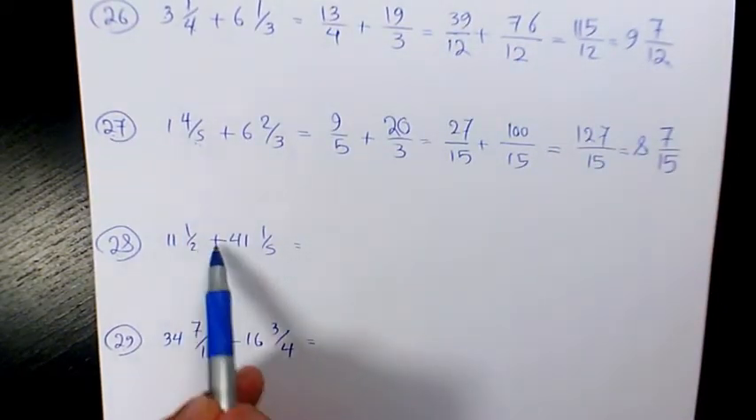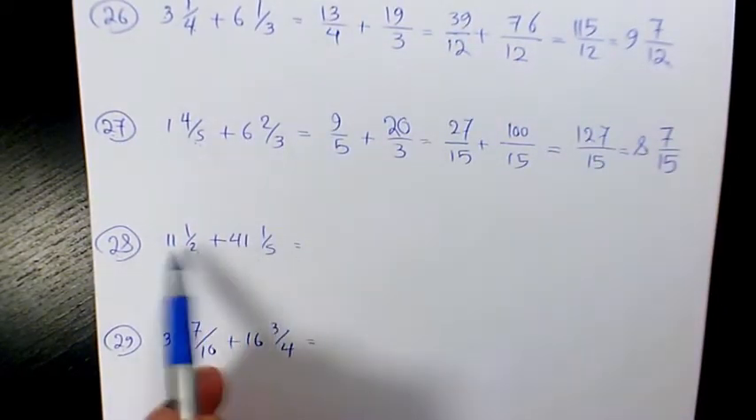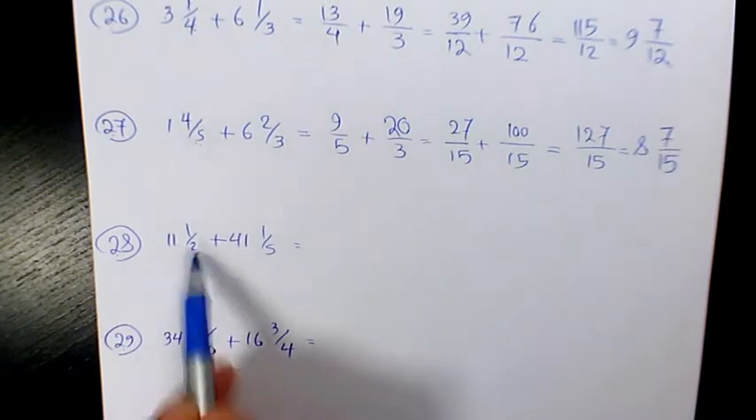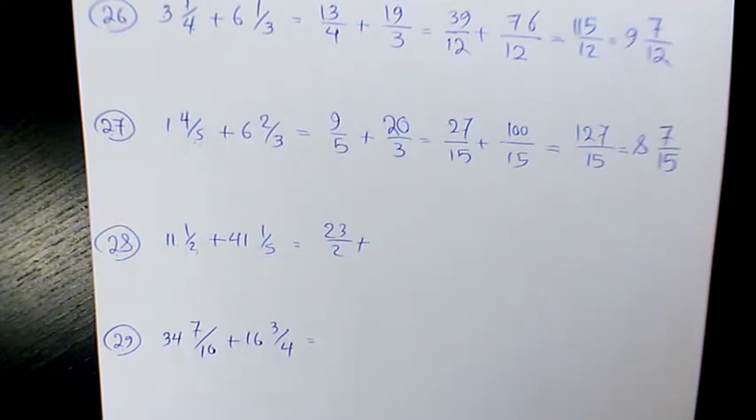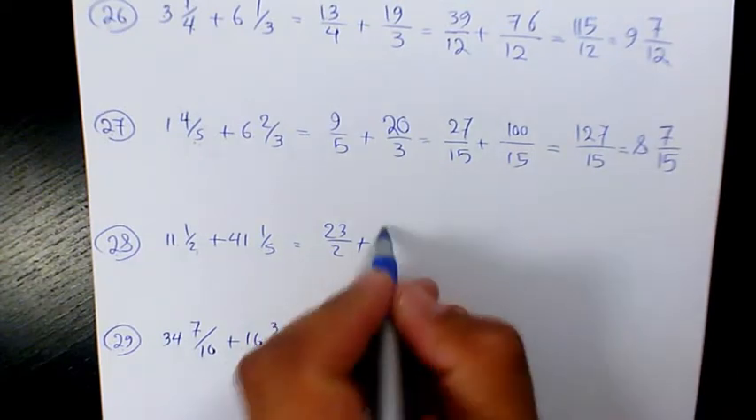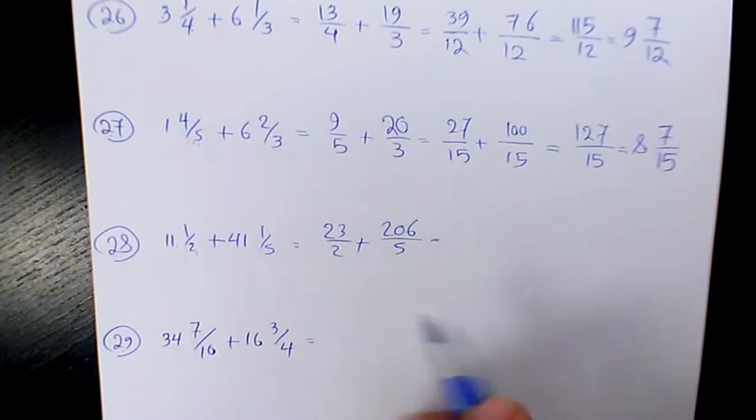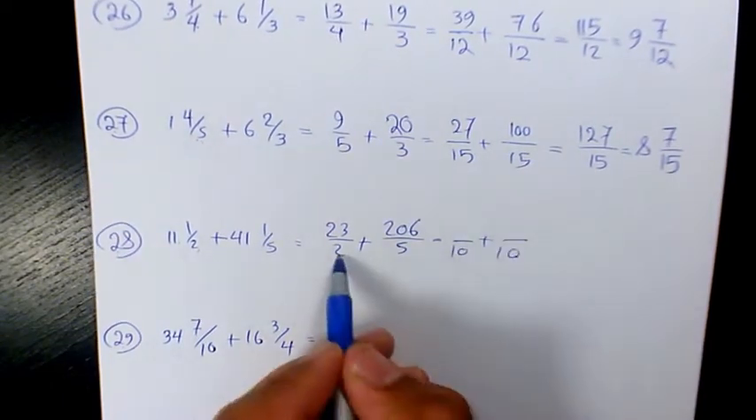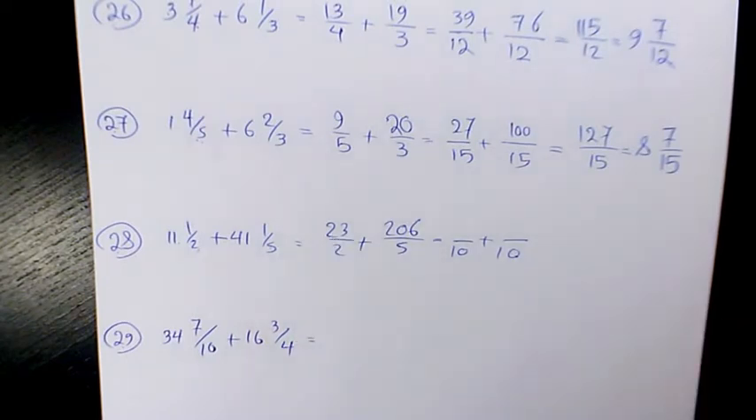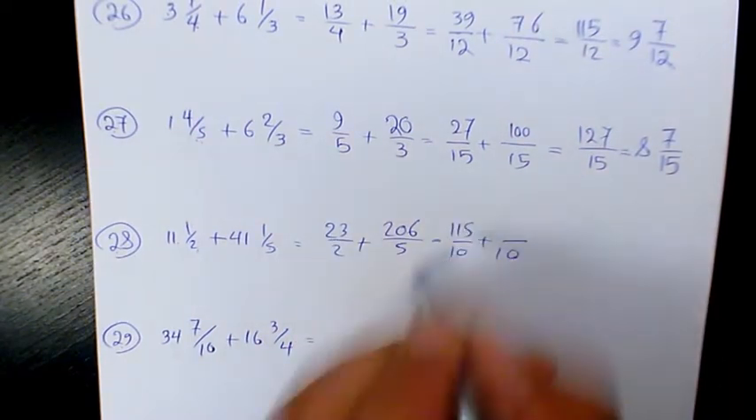11, 1 over 2 plus 41, 1 over 5. 11 times 2, 22 plus 1, 23 over 2 plus 41 times 5 plus 1 is going to be 206 over 5. Now common denominator for these two is going to be 10. 2 times 5 is 10. 23 times 5 is going to be 115.